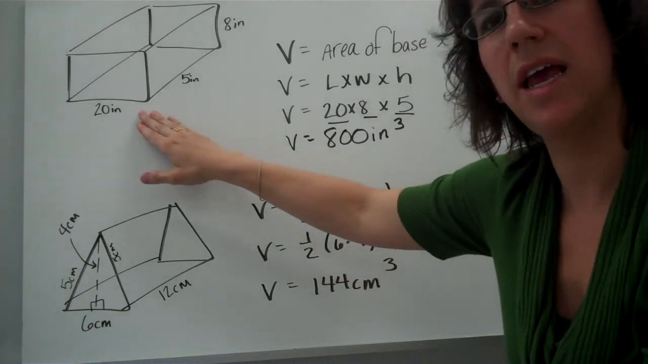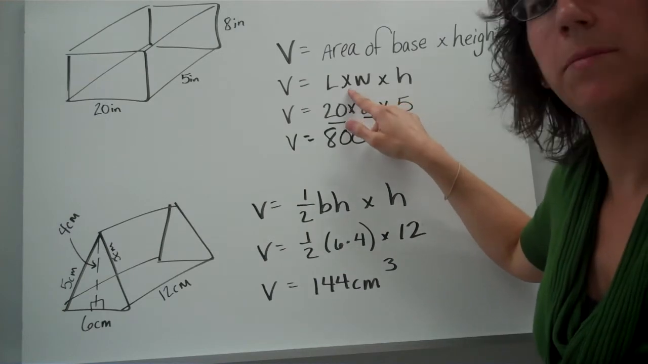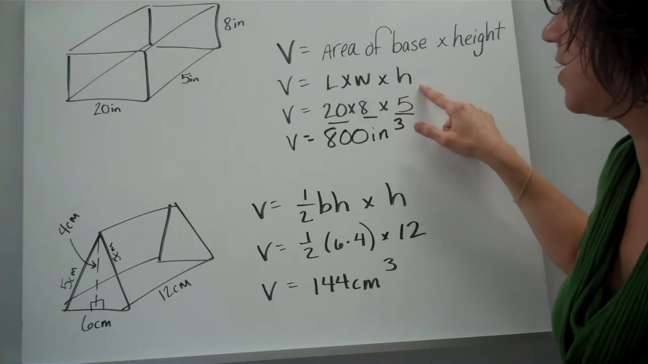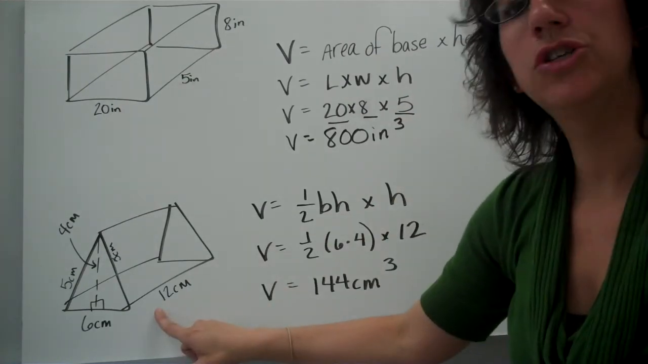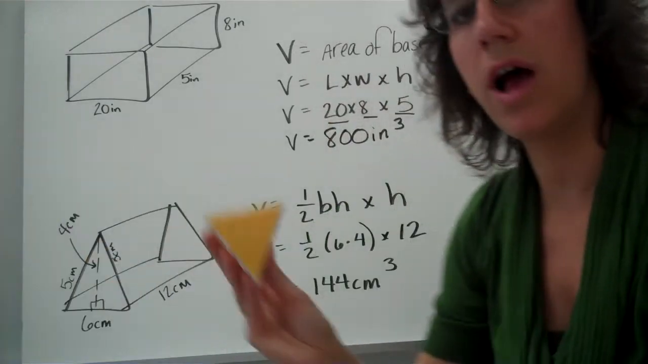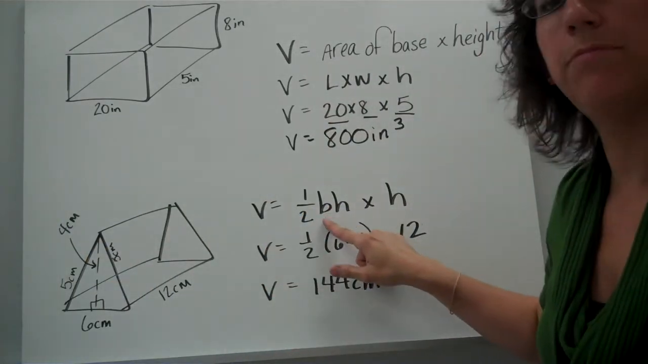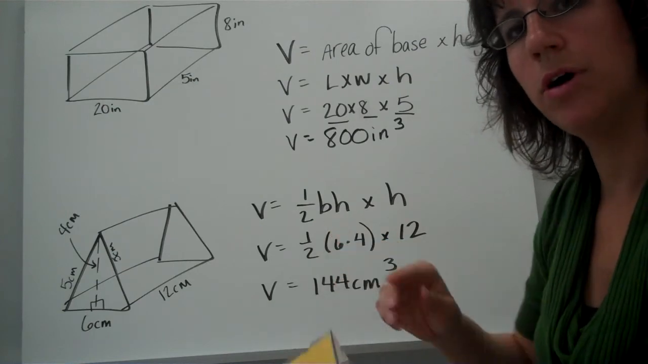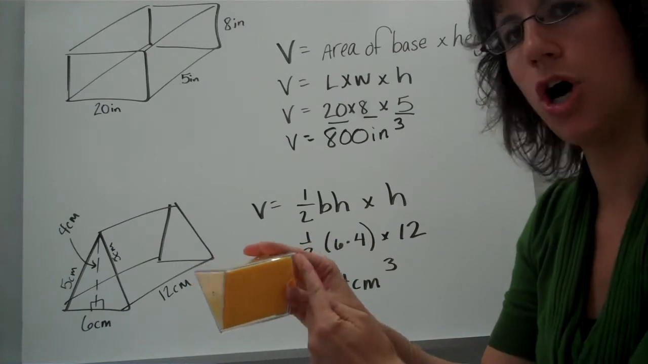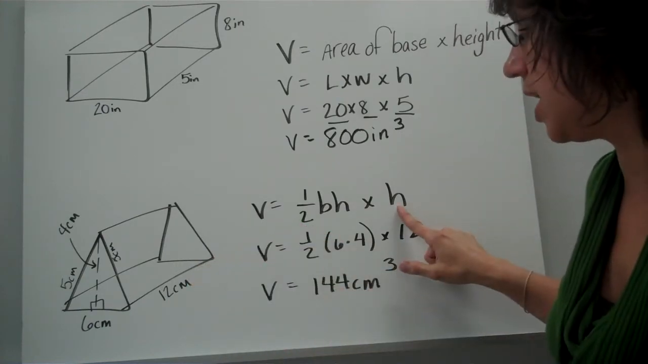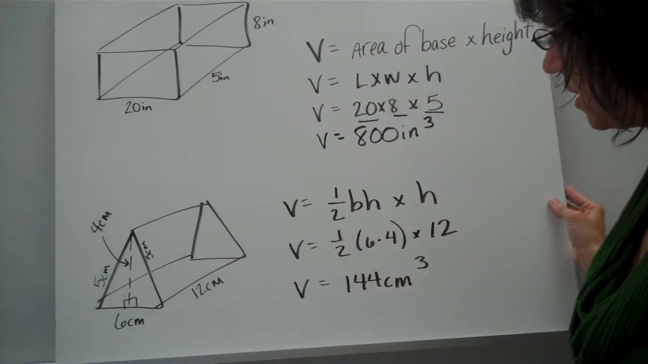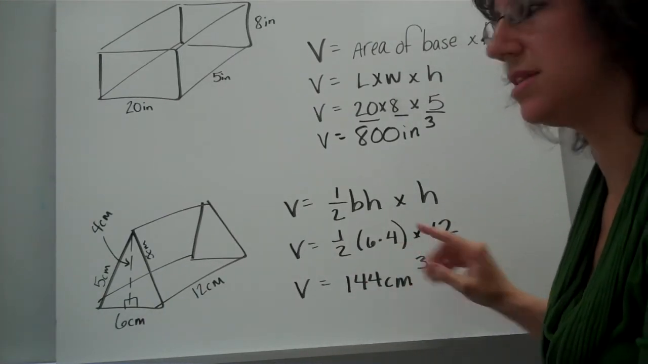Now, in terms of a rectangular prism, you'd find the area of the bottom, which is length times width. It's a rectangle, and then times that by the height. For a triangular prism, you're finding the area of the bottom. In this case, it's a triangle, so you would do 1/2 base times height, and then multiply that by how tall that triangular prism is, or how long that triangular prism is. That's your height.